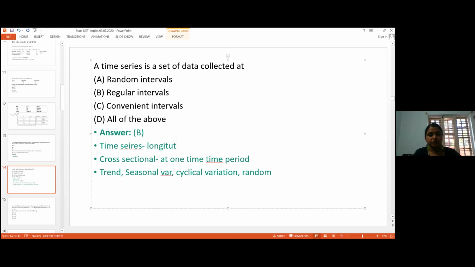Instead, if you're collecting time series data, it is also called longitudinal data. What more we need to discuss about time series? That's it, I believe. Then there are various methods to extract all these components. That's fine, we don't have to go into that. I never saw any question more than this.